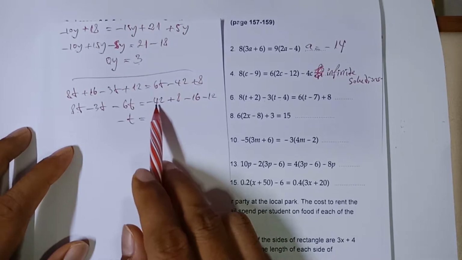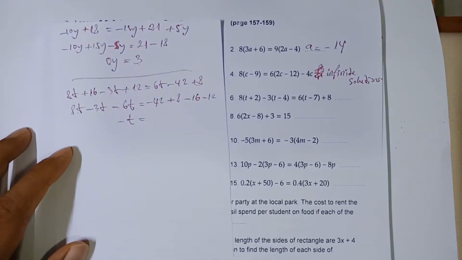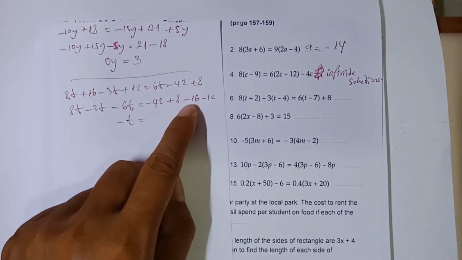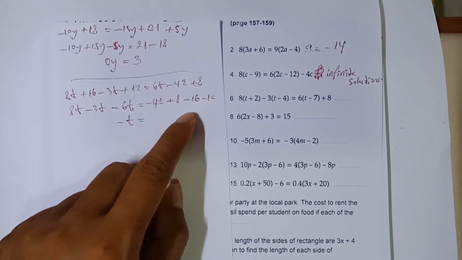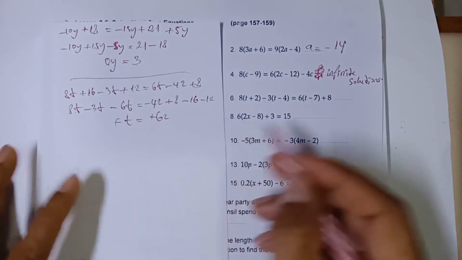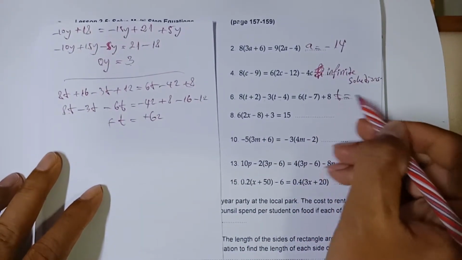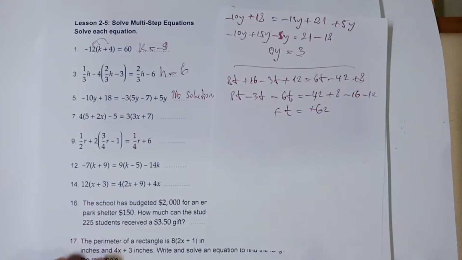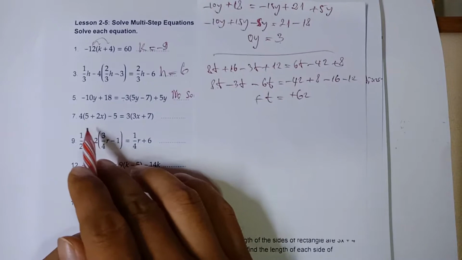So now you have all this 42, so you have negative 42. And then you plus 8 minus 16 minus 12, that gives you minus 62. Minus 62, minus and minus, no more. So t equal to 62.